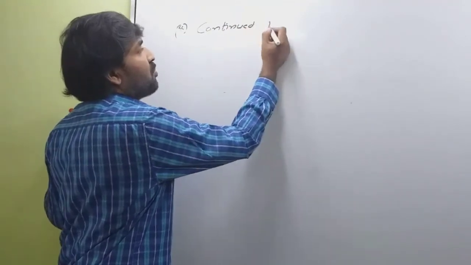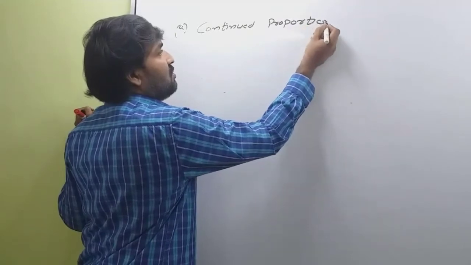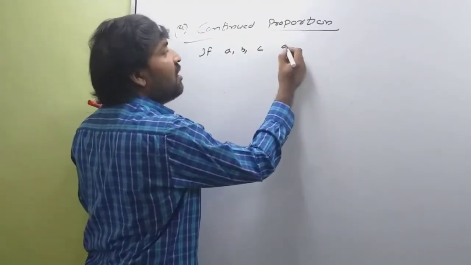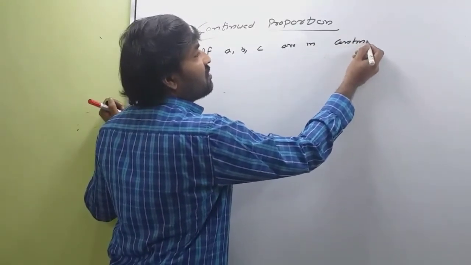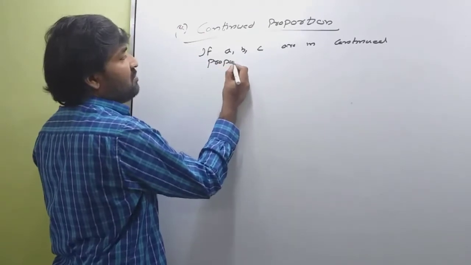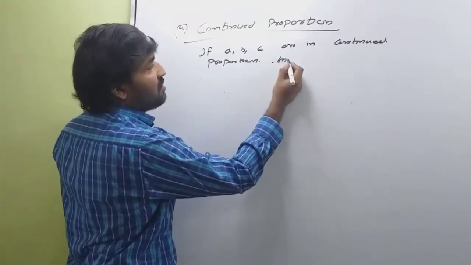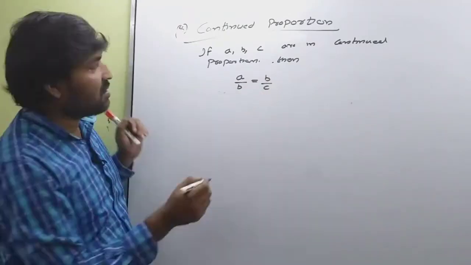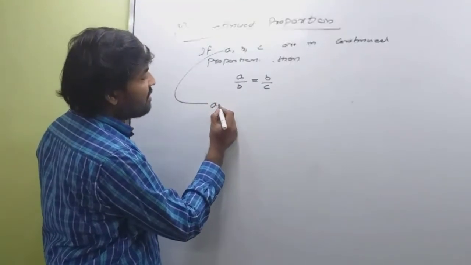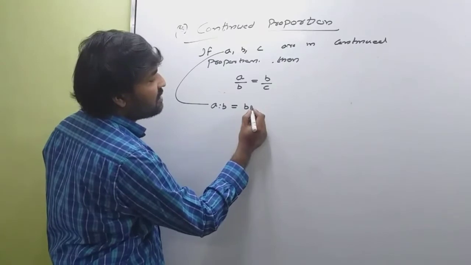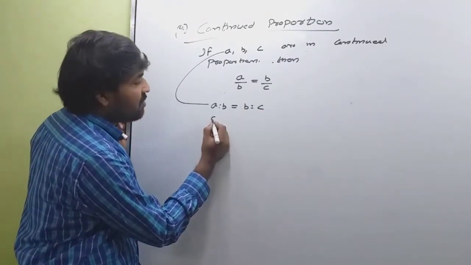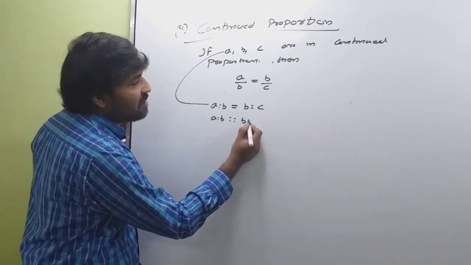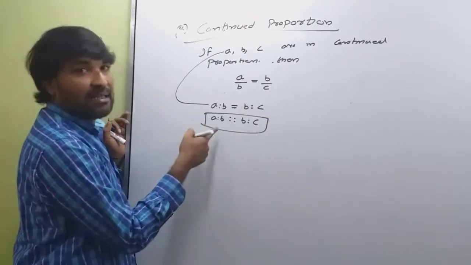Continued proportion. If A, B, C are in continued proportion, then we can write A by B is equal to B by C. That means we can write A is to B equal to B is to C. This double dot replaces the equal to, so A is to B is the same as B is to C. This is another representation of proportion.